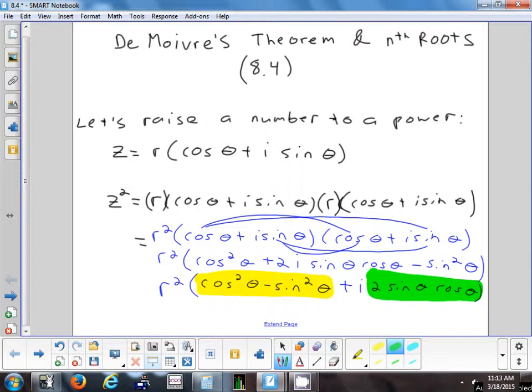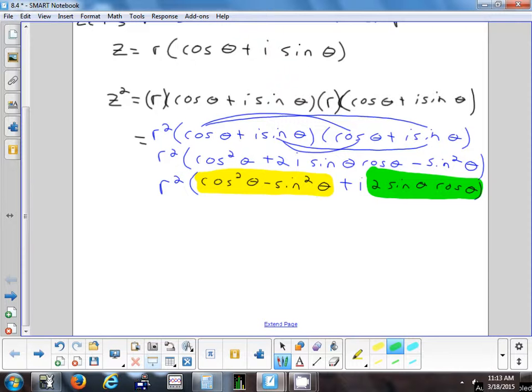Anybody remember what cosine squared minus sine squared is? Careful, it's not cosine squared plus sine squared. That's a trig identity equal to 1. But this isn't plus, this is minus. Or does anybody remember what 2 sine cosine is? Yep. The first one is cosine 2 theta. Good. Excellent.